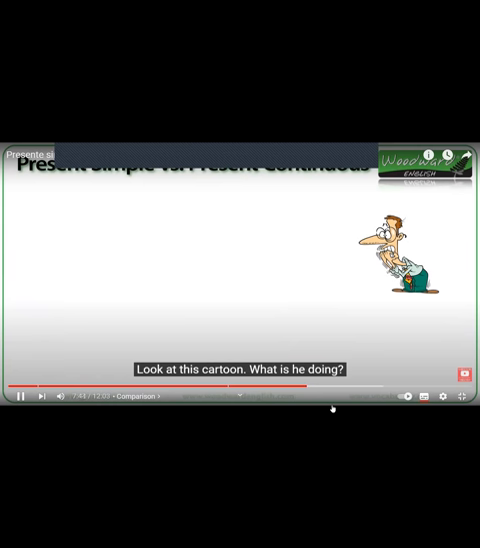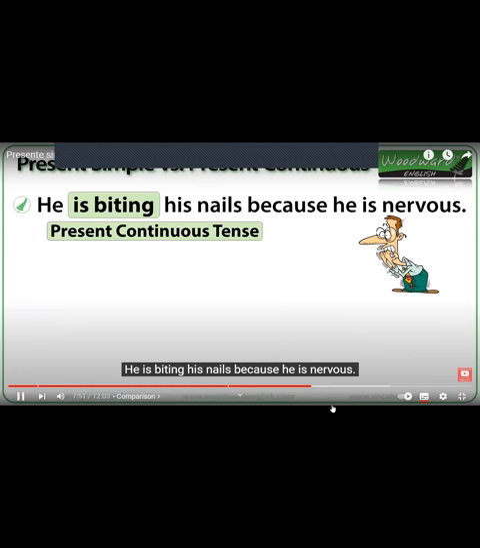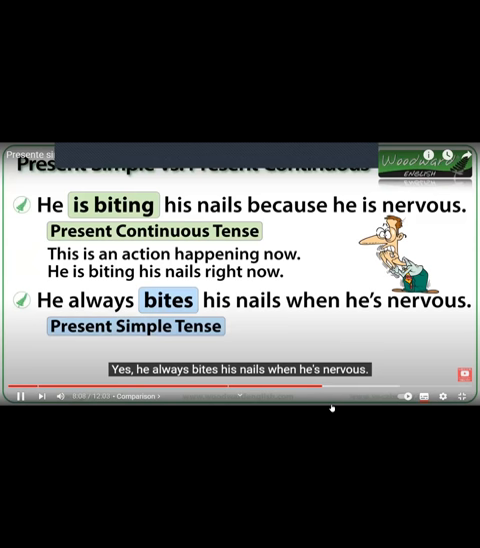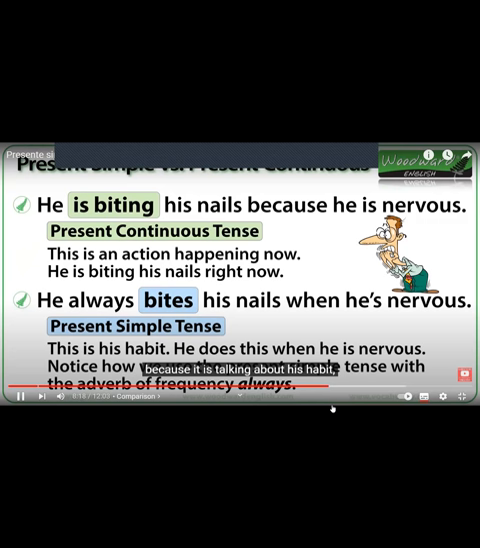Look at this cartoon. What is he doing? He is biting his nails because he is nervous. This sentence shows the action is happening now. He is biting his nails right now. Does he always do this when he is nervous? Yes. He always bites his nails when he's nervous. The second sentence uses the present simple because it is talking about his habit. Something that he does when he is nervous. Notice how we use the present simple tense with the adverb of frequency, always.